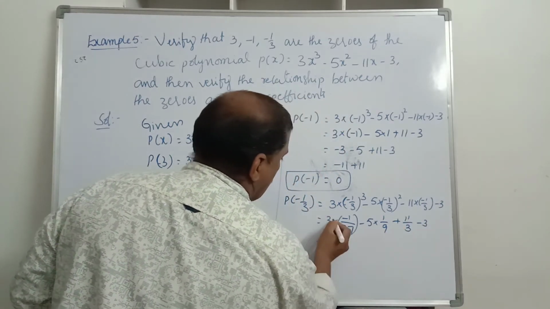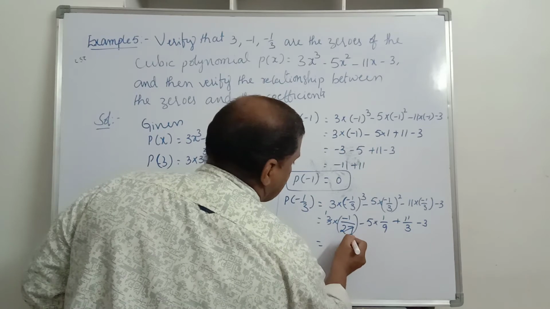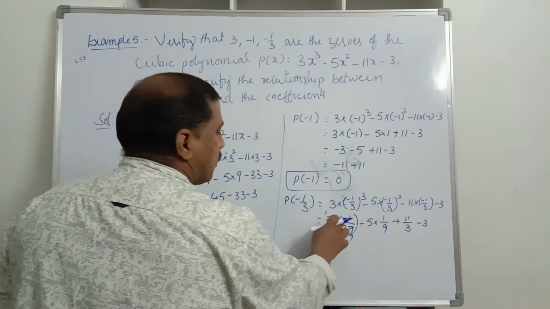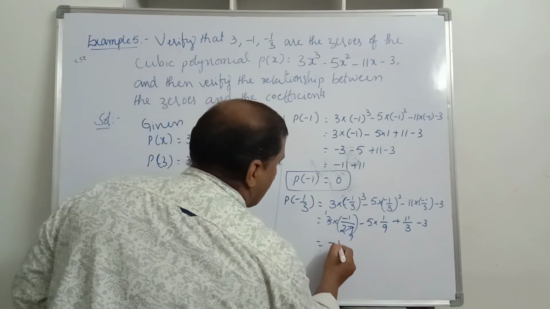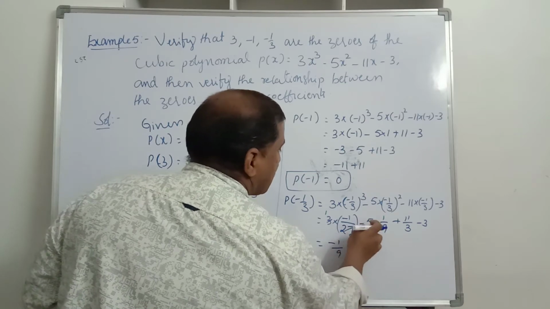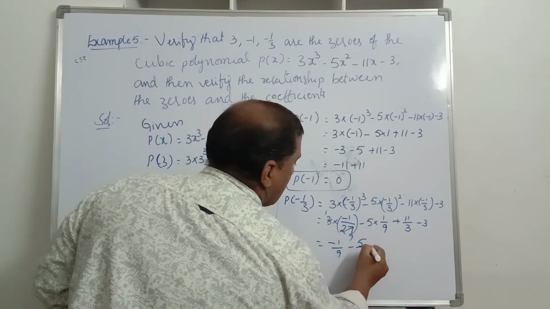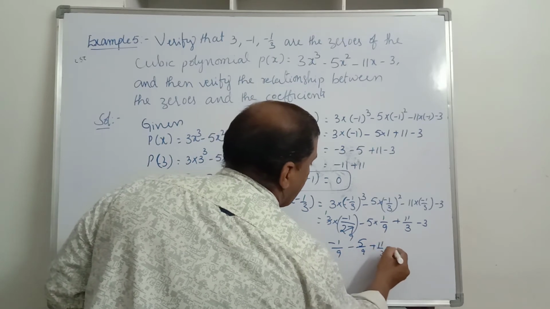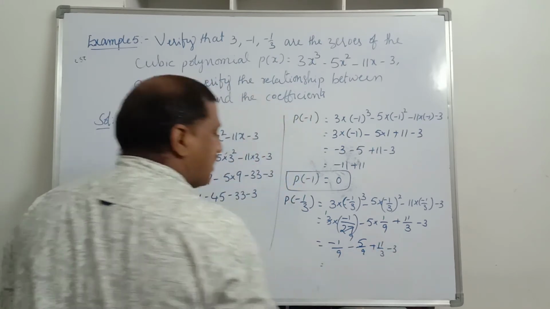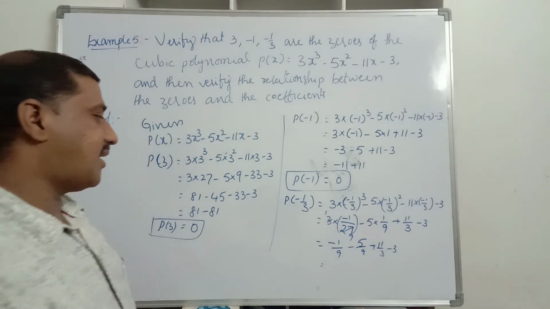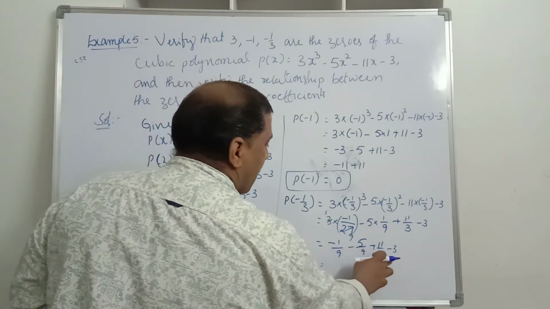That is equal to 3 ones are 3, 3 nines are 27. Plus into minus, minus 1 into 1, 1 by 9. Minus into plus it is minus, 5 into 1 it is 5, 5 by 9. Plus 11 by 3 minus 3. Now take the LCM for the denominators. The LCM of 9, 9, 3 and 1.